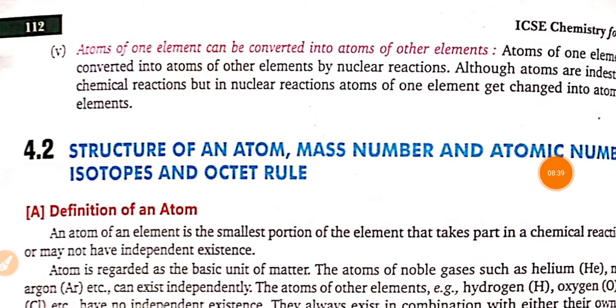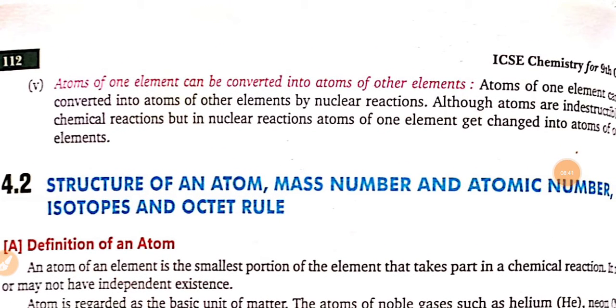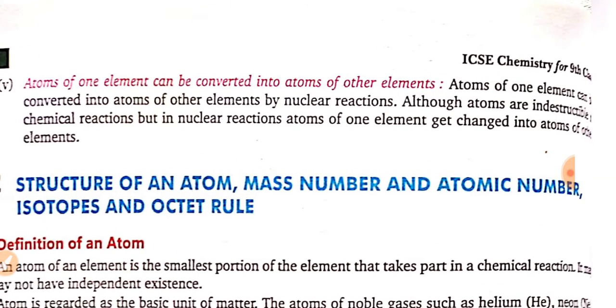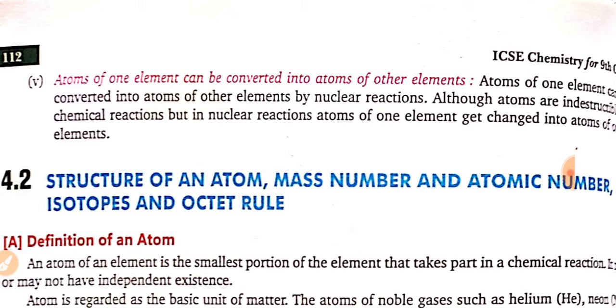And atoms of one element can be converted into atoms of other elements by nuclear reactions. Although atoms are indestructible in chemical reactions, in nuclear reactions atoms of one element can change into atoms of other elements. So now we can change one element into atoms of another element.